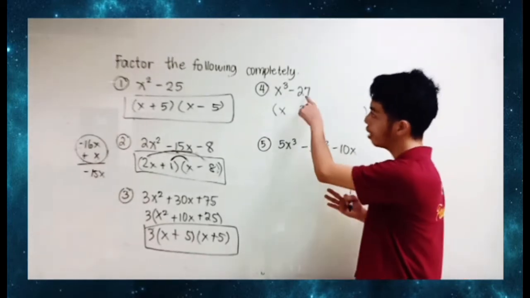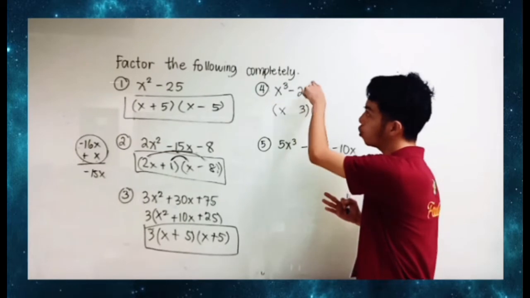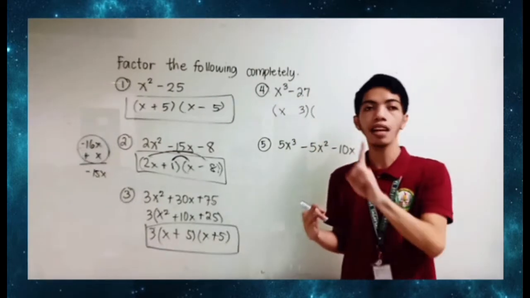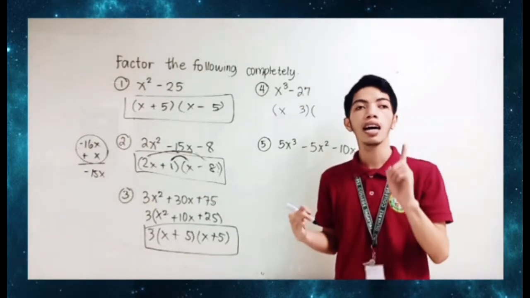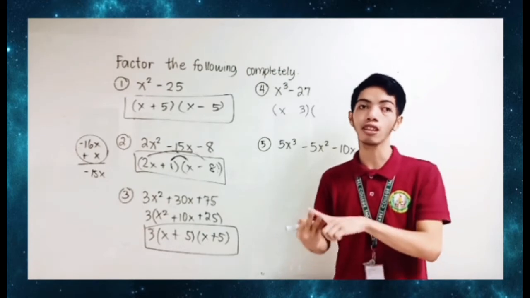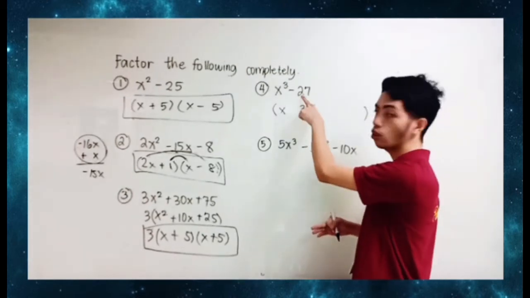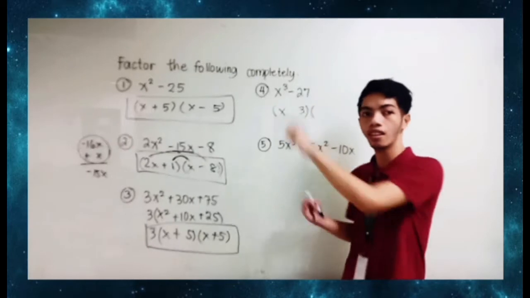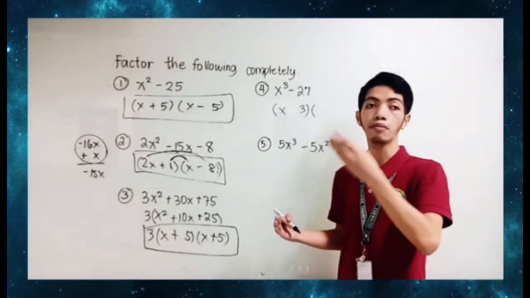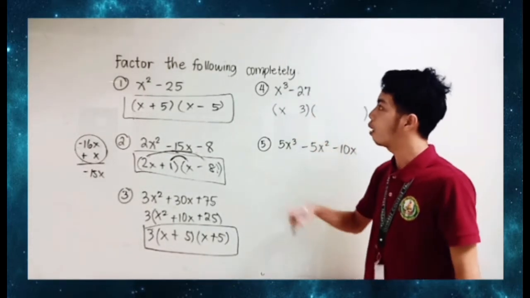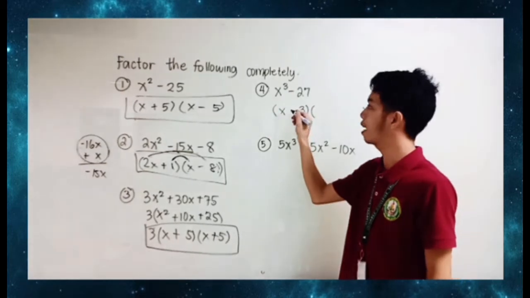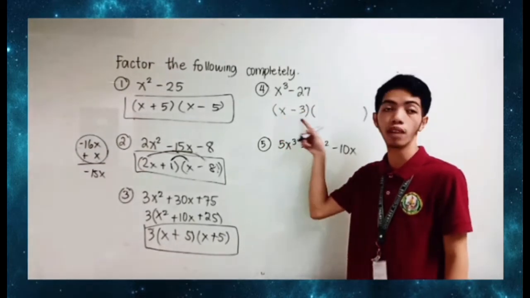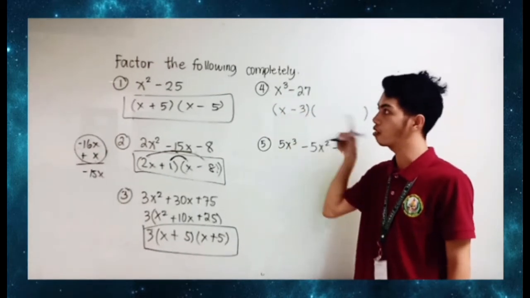So, ibig sabihin, ang cube root ng 27 ay isang number na kapag minultiply mo sa sarili ng 3 beses, ang sagot ay 27. So, yun ay 3. Kasi 3 times 3 is 9, times 3 is 27. Now, anong operation na ginamit? Minus. So, ito na yung binomial mo. You have x minus 3.